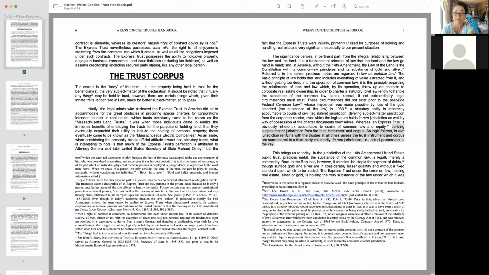So deriving subject matter jurisdiction from the trust instrument and corpus. So it says, as logic follows, in rem jurisdiction, we don't want that, remains with the trustee at all times unless the trust instrument and corpus are surrendered to a third party voluntarily. In rem jurisdiction, the example is actual possession is the key. So that's amazing. That's property in rem jurisdiction. I just read it. That's so cool.